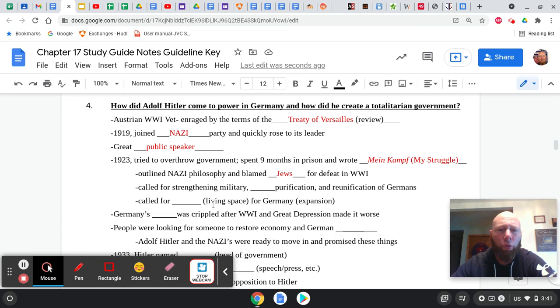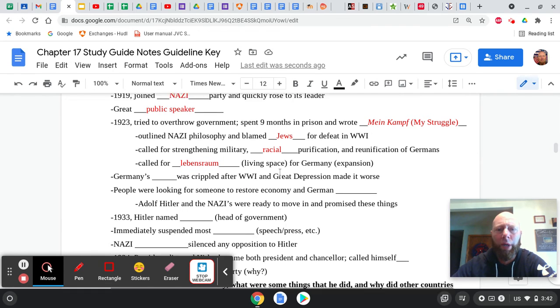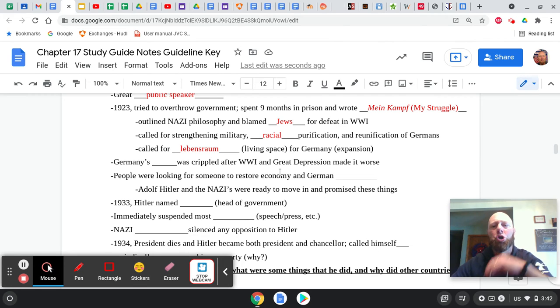All right, so he called for strengthening the military, for racial purification, and to reunify all Germans wherever they are. All right, reunifying German-speaking people. Okay, he called for Lebensraum. I like that word. Lebensraum, which means living space for Germany. He said, we got to expand. We don't have enough room in what's left of Germany for all the German people to live in peace.